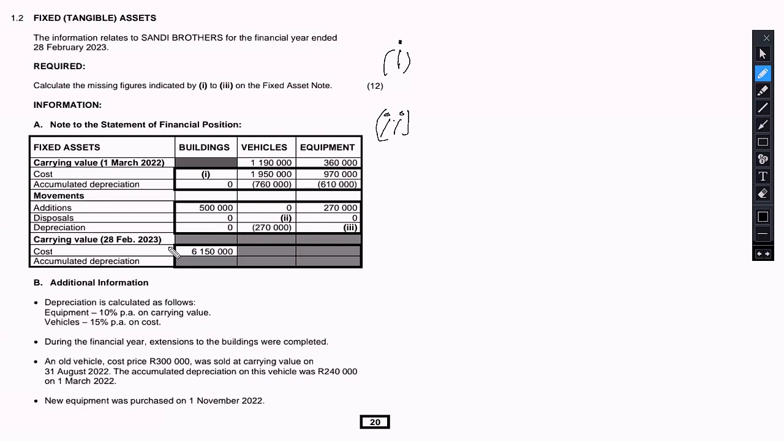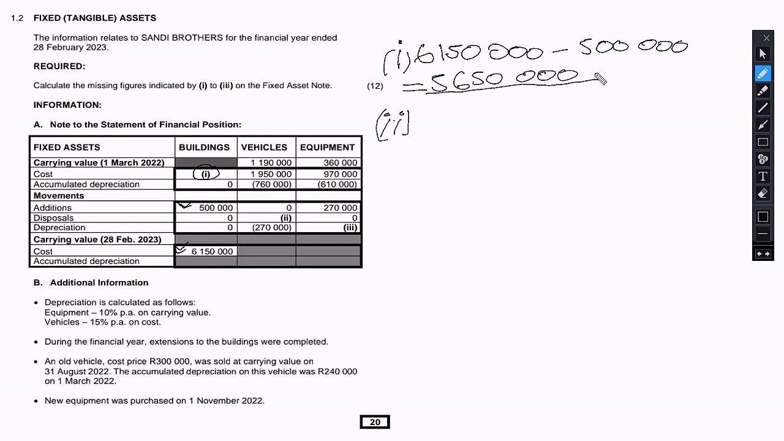As you can see here, we have our cost at the end given as 6,150,000, as well as our additions at cost. So to calculate our cost at the beginning, we will take our cost at the end, that's 6,150,000 minus 500,000. Then we will have cost at the beginning amounted to 5,650,000. So now our Roman figure 1 is 5,650,000.